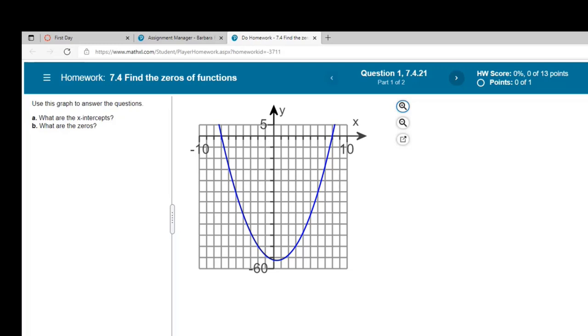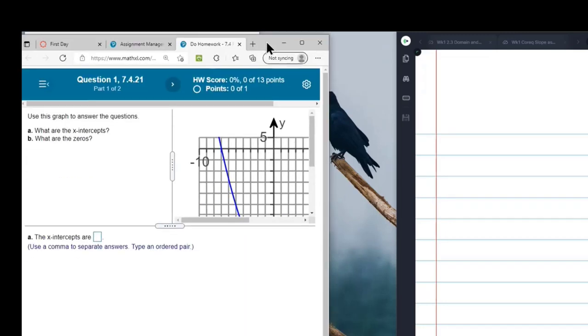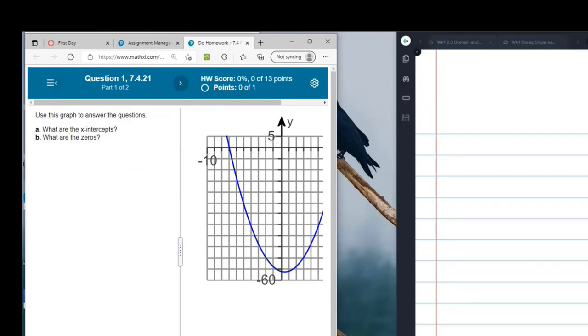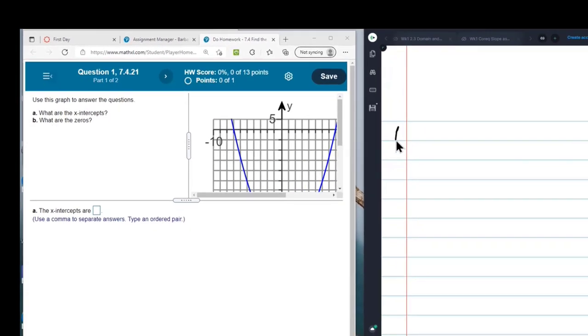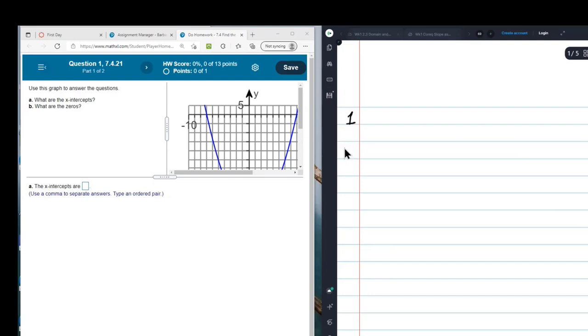Now, let me write down what your answers should look like. Okay, so for number one, the x-intercepts are what is being asked for first. Okay, that's (-7, 0) and (8, 0), but let me make sure. 1, 2, 3, 4, 5, 6, 7, 8, yes. And (8, 0). Those are the x-intercepts.